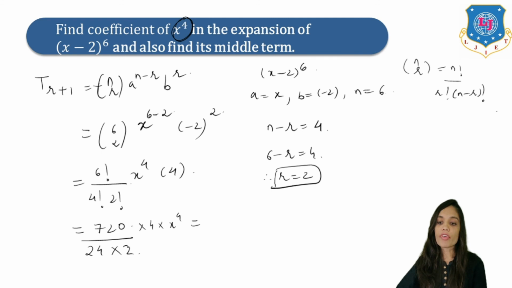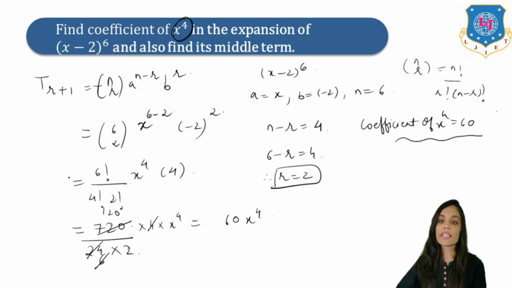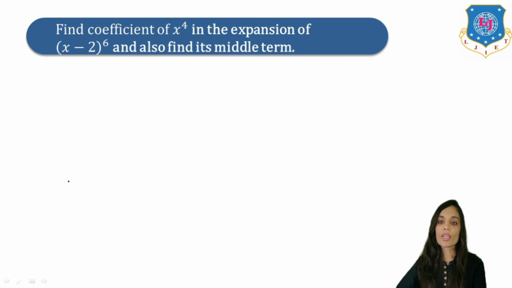Now we can simplify this. So now we can cancel this, as this will come 6, right? And if I cancel this, the answer will be 120. So the answer will be 60 x raised to 4. Okay. So the coefficient of x raised to 4 we have obtained as 60. Is it clear?